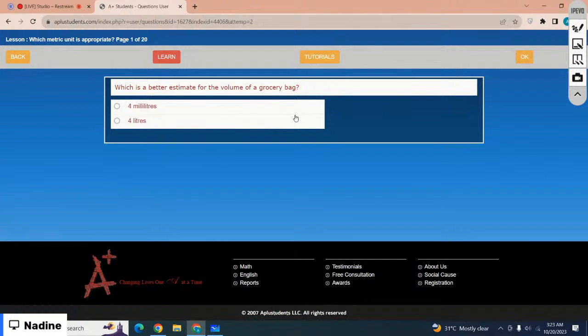The basic thing is you need to understand these units, right? 4 milliliters and 4 liters. Milliliter is a smaller unit. So a better estimate for the grocery bag is 4 liters, because 4 milliliters is too small for a grocery bag, right? So that would be 4 liters.